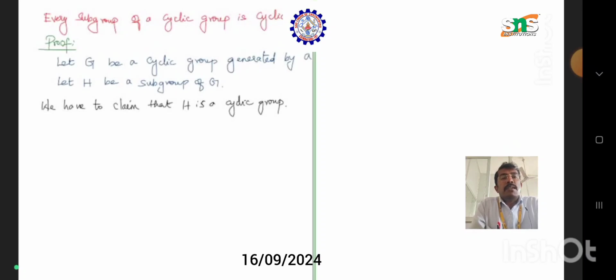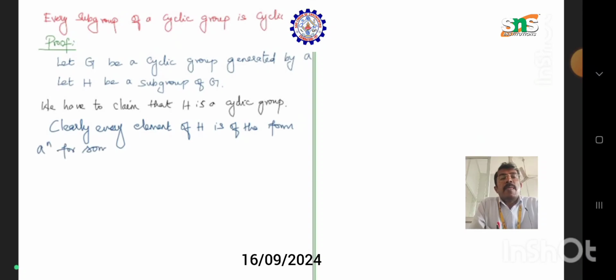For this reason, let us choose capital G as a cyclic group generated by small a. Let H be a subgroup of G. This is a continuation of the previous discussion. Already we have seen that any cyclic group is abelian, and to the next level we worked on how the generator works in a cyclic group. Now we are going to claim that if H is a subgroup of capital G, then H is a cyclic group, since it is a subgroup of a cyclic group.